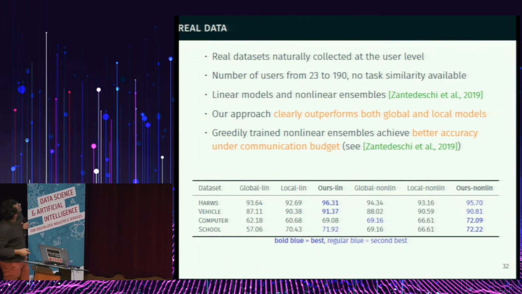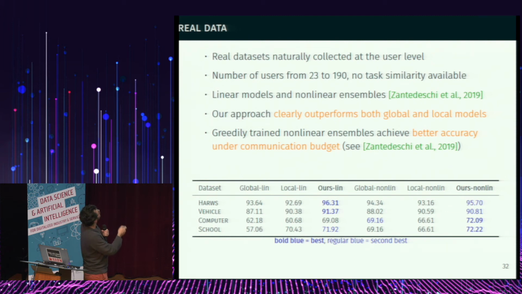Okay, and then this is on real data. So those are data sets where data is collected at the user level. So we have some activity recognition on smartphone sensors, some vehicle sensor, some people rating computers, and some results in schools, whatever. So all those data sets sort of have a natural user dimension that we can use to split the data among different nodes.